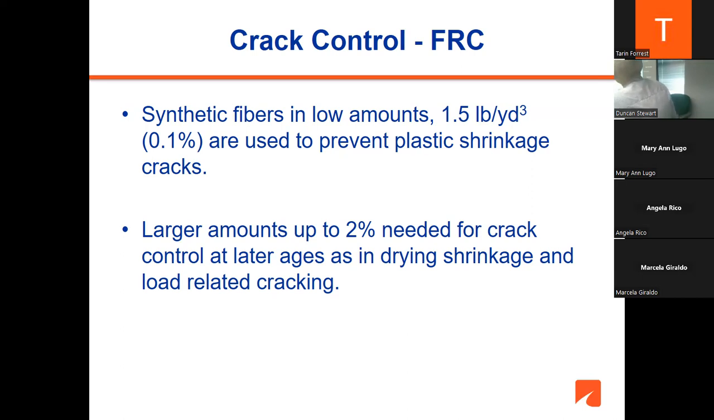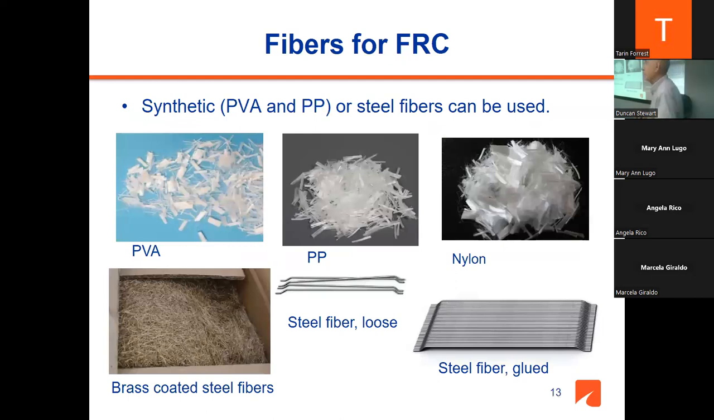But we say that in VDOT we like to use curing processes rather than low amounts of synthetic fibers to prevent these cracks. Another thing is the later age cracks. Later age cracks could be, as we said, drying shrinkage or load-related cracks. So for those, we need to use large amounts of fibers and certain types of fibers. When I say large amount, I'm talking about 2% by volume. Look at 0.1% by volume for the plastic shrinkage, but for the hardened concrete, we are talking about 2% by volume, much higher, and also much stronger fibers.